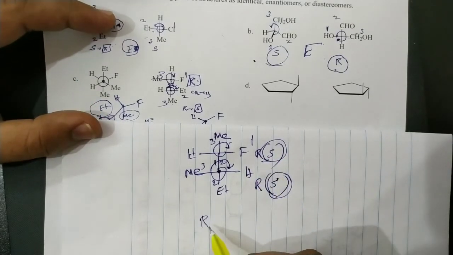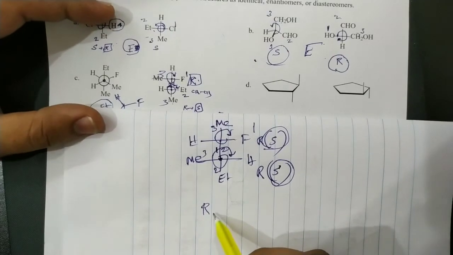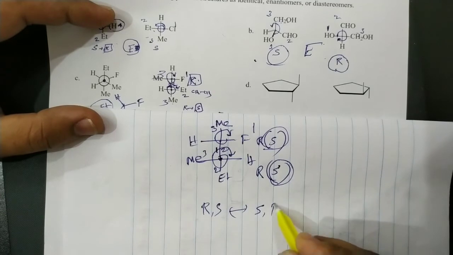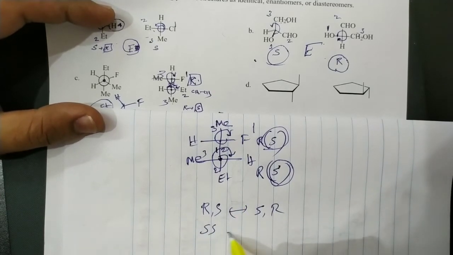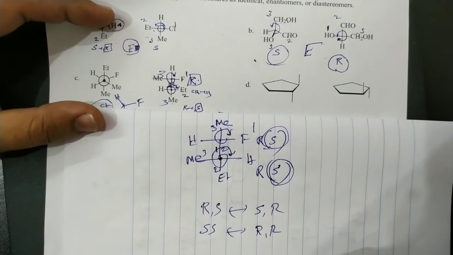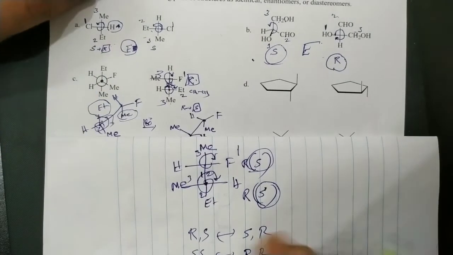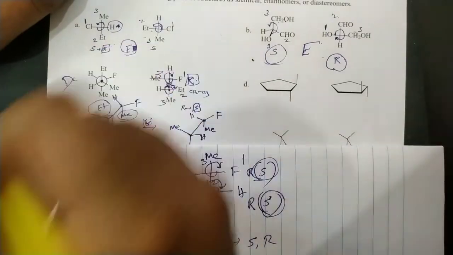So in this case, if you take the enantiomers, for RS the enantiomer is SR configuration, or for SS configuration the enantiomer is RR configuration. Okay, that's it. So here C are the diastereomers.